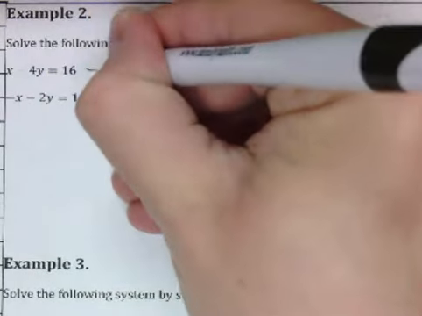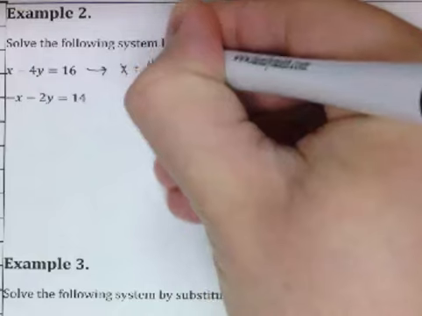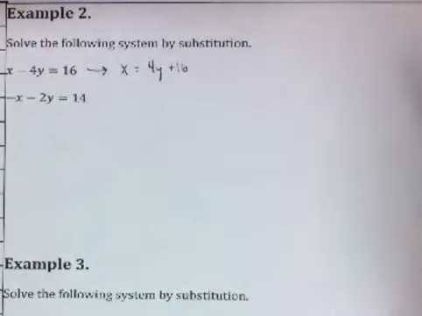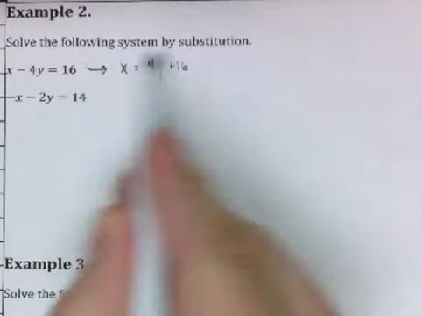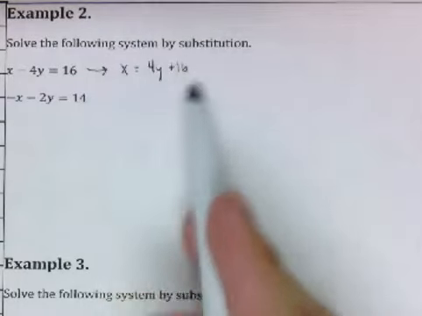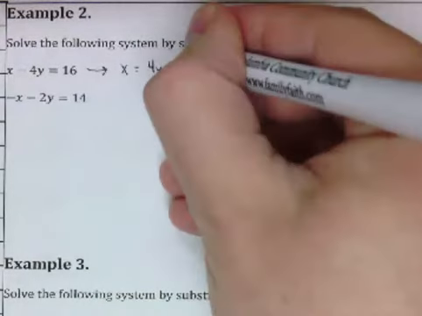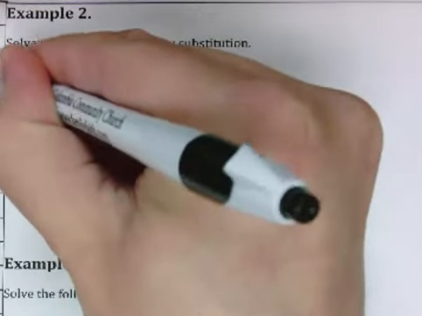So I'm going to end up getting x is equal to, we added 4y to both sides, 4y plus 16. Okay, so now we've got these two equations, and I already know what x is equal to. X is equal to 4y plus 16, so I can use 4y plus 16, this amount, and substitute that in for x in this equation, the other equation. Okay, so let's do that.